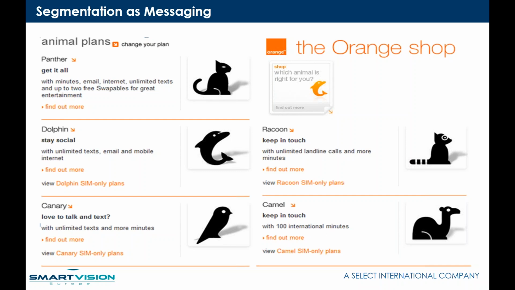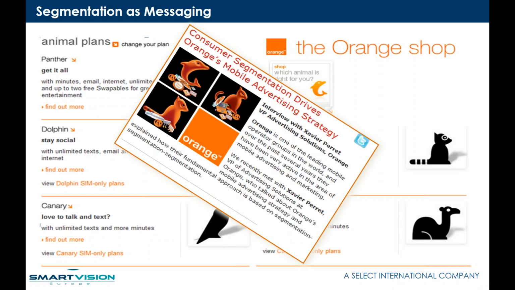So they've literally come up with their own segmentation of their customer behavior, and then they've used that to drive marketing. They started using animal plans: panther plan, dolphin plan, stay social, stronger emphasis on unlimited text, email, mobile, internet, canary, unlimited text, more minutes, that type of stuff. And they literally offer it. And it was seen as a very successful campaign. One of the things that's interesting about it is they've clearly done a segmentation, and they're using that segmentation almost as a calling card to interact with their customers, saying, which segment do you think that you belong to?